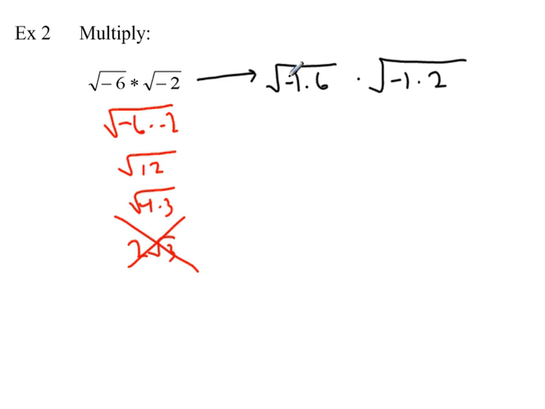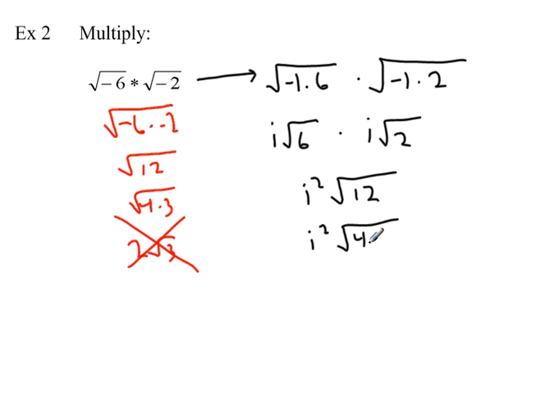Now, we know i is equal to the square root of -1, so I'm going to write this as i times the square root of 6, and also i times the square root of 2. So if we multiply what we have now, i times i is i squared. Square root of 6 times square root of 2 is square root of 12. We can simplify that square root of 12 as 2 times the square root of 3. We can simplify i squared as -1, so we end up with this answer here.